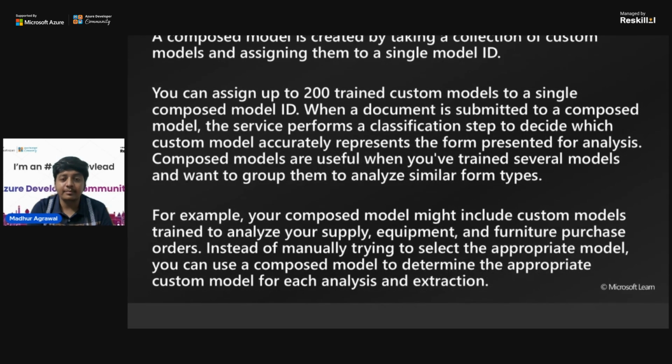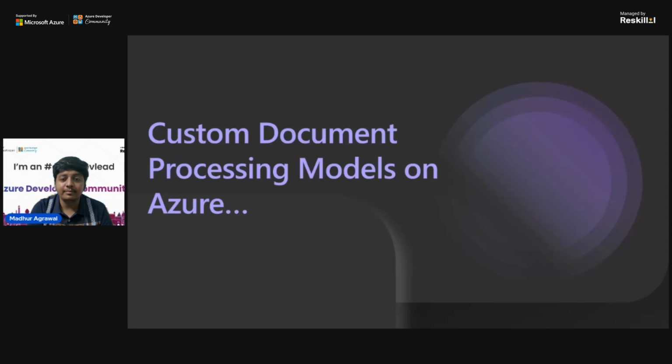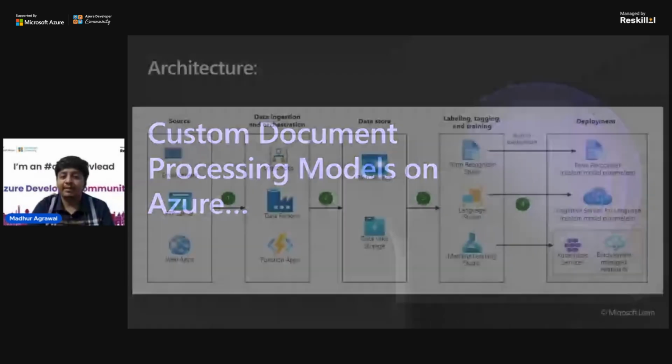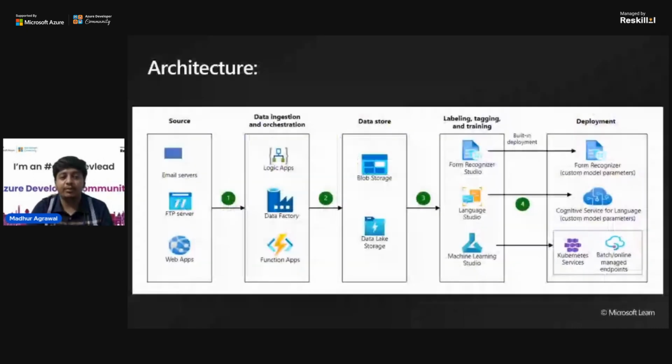Now the next thing I would like to talk about is custom document processing workflows, or tasks that are integrated in your applications. Basically, this is an architecture that you can see on your screen. From the source, that is the email, which might be an email server, FTP or web apps, the data ingestion and orchestration works. Then the data is stored in blob storage or lake storage, and then labeling, tagging and training is done from the Form Recognizer Studio, Language Studio and ML Studio. Then built-in deployment is done in the form of Form Recognizer, in the form of Cognitive Service for Language, in the form of Kubernetes or batch online managed endpoints.